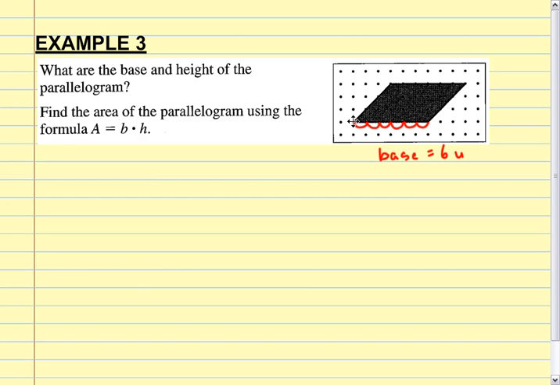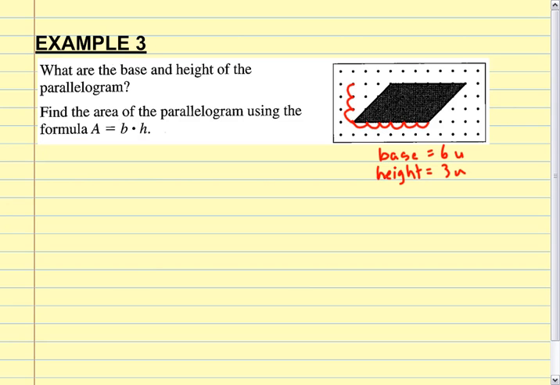And then the height is 4, I believe. Let's see. No. Now if I want to go here, 1, 2, 3. Yeah. Okay, so the height is 3 units. Nice. All right. Now, what's my formula?